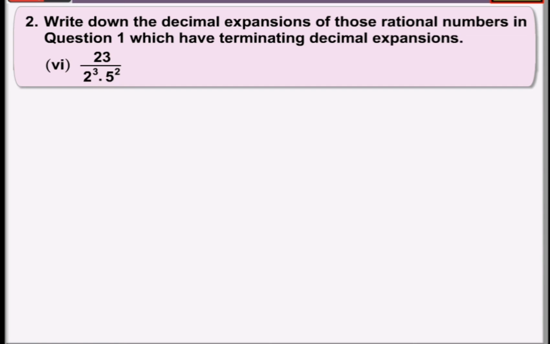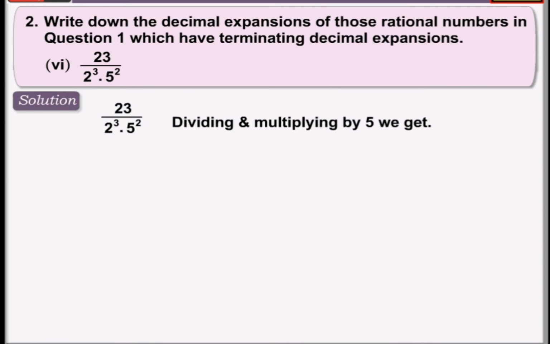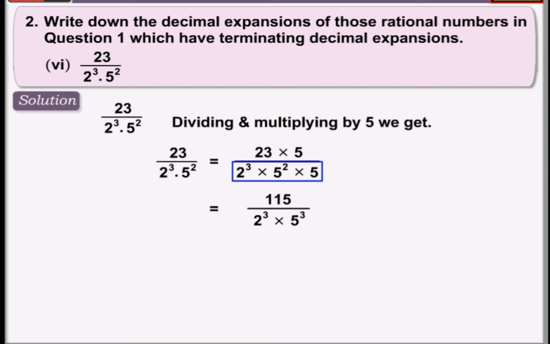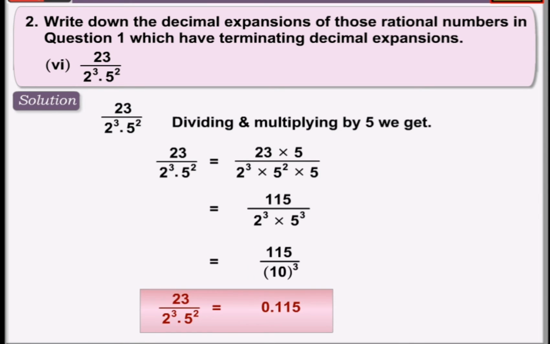Solution. 23 upon 2 cube into 5 square. Now we have 23 upon 2 cube into 5 square. It would be 23 into 5 upon 2 cube into 5 square into 5, as we will multiply the numerator and denominator by 5. So it is 115 upon 2 cube into 5 cube, which means it is 115 upon 10 cube, that is 0.115.